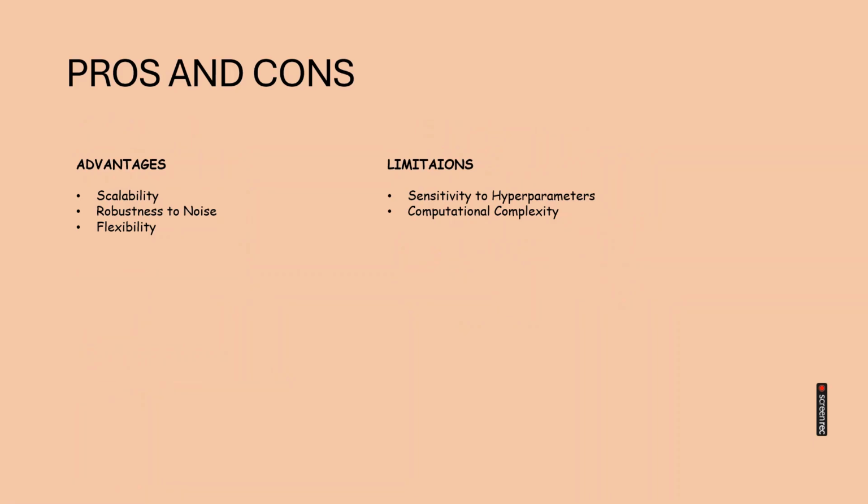Now the advantages and limitations of the spectral clustering algorithm. The advantage is scalability. It can handle highly complex data sets, and it is robust to noise and outliers, and it is flexible. As we use only the connectivity between the data points to form clusters, it is flexible. It doesn't follow any traditional method like a distance method to form the clusters. So it is flexible.